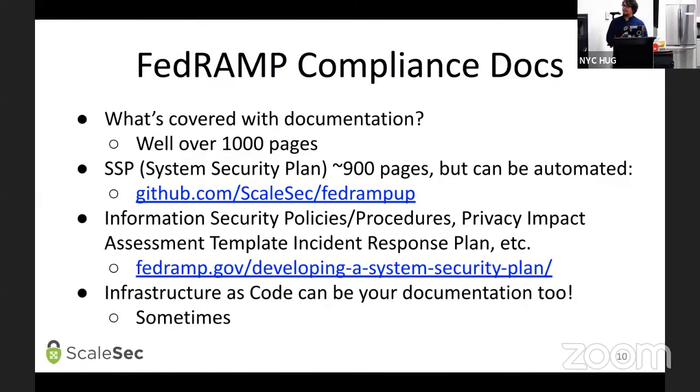And I do have a link up here for FedRAMP Up, which automates like 90% of your documentation by taking an asset of your cloud inventory and the controls associated with them. It puts them in the right format. And then you have other policies like your information security policies, your privacy impact assessments, and so on and so on. All that's outlined on the FedRAMP.gov website, where you can actually go through the process of developing a system security plan.